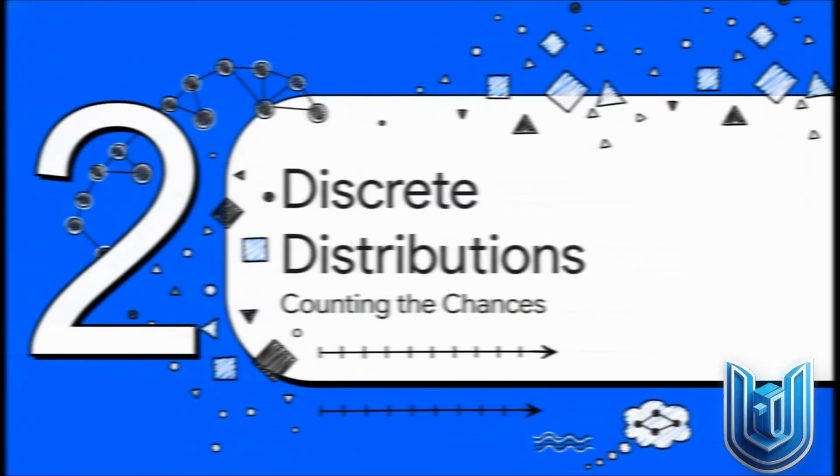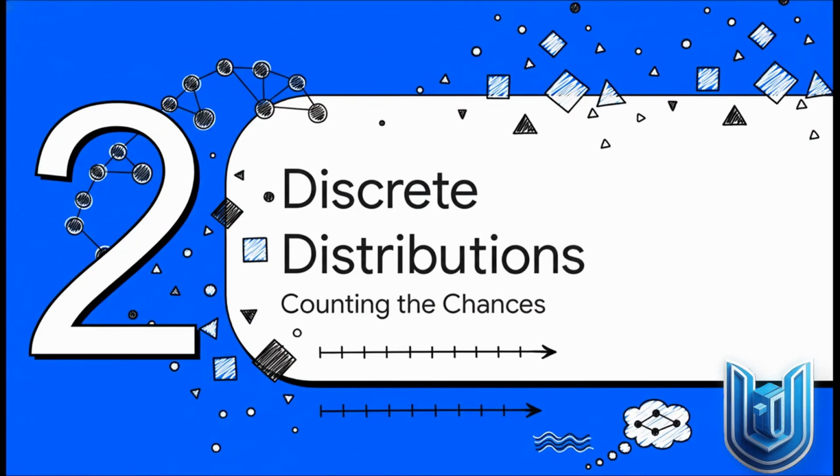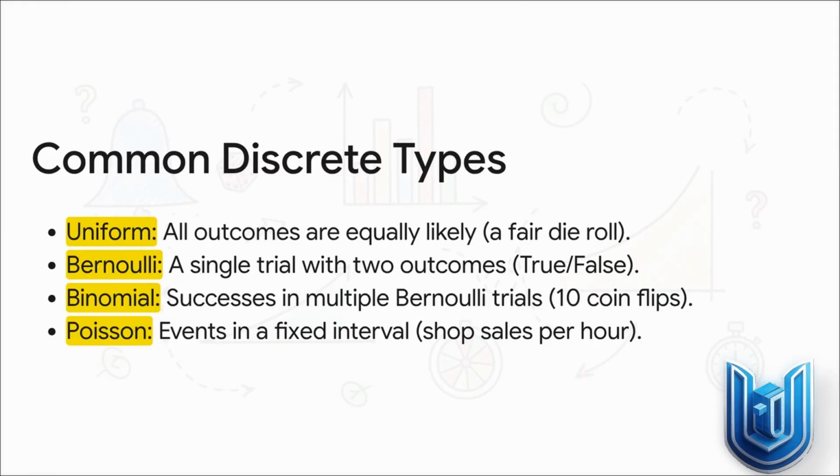Simple as that. All right, now that we've got that difference down, let's do a quick tour of some common distributions that were built specifically for that countable, discrete data. First up is the uniform distribution. Super simple. Every outcome has the exact same chance of happening, just like rolling a fair die. Then you've got the Bernoulli distribution, which is just a single event with only two outcomes. Think yes or no, true or false.